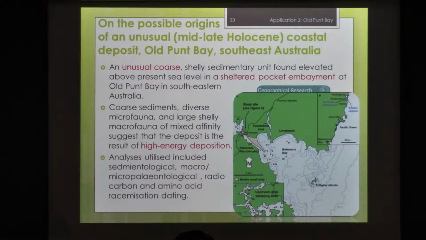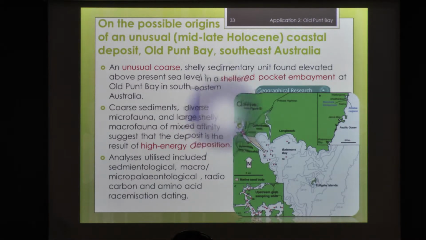This is Bateman's Bay. So what basically happened was we did samples from inside Bateman's Bay and then up here, right up this channel behind a bridge and this big sandbank was where we found this really weird deposit. And so obviously we thought that it would be from a high energy depositional event. And we looked at sedimentology, macro, micro, paleo, radiocarbon, and amino acid racemization.